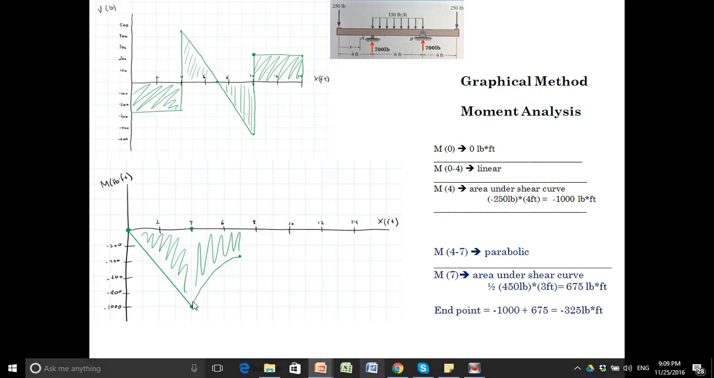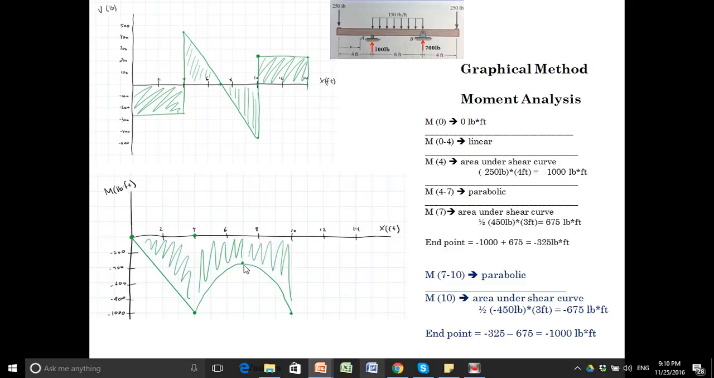And in order to determine what your parabola will look like, just think of it like this. As you move from 4 to 7 feet, the area under your shear curve is getting progressively smaller. So the same thing must happen for your moment curve. The area all of a sudden is really large here, but then it gets progressively smaller. So whatever happens to this area must also happen to this area.